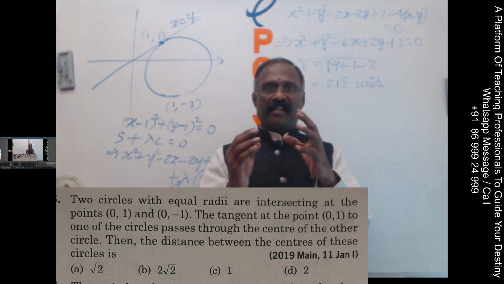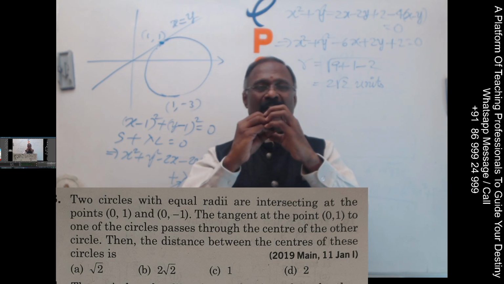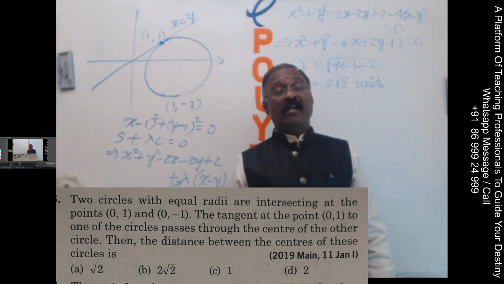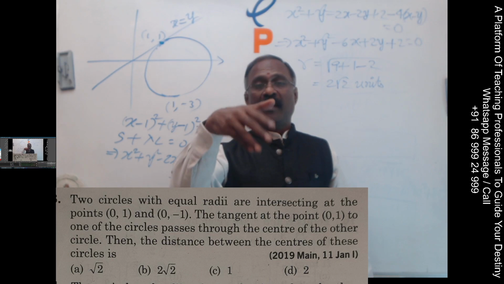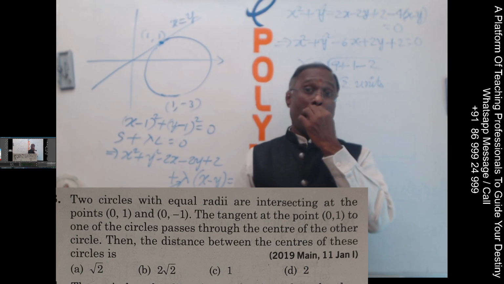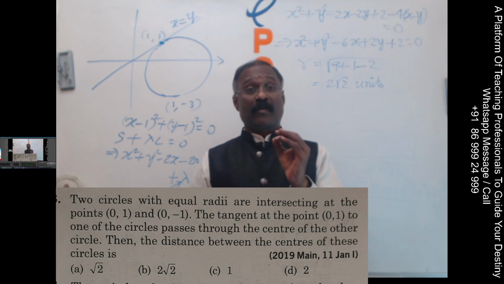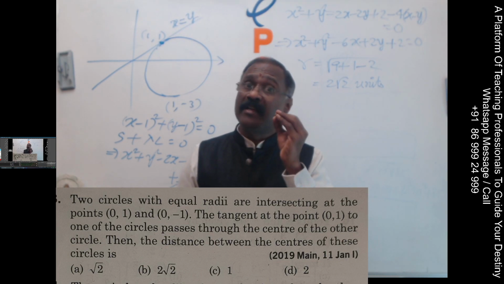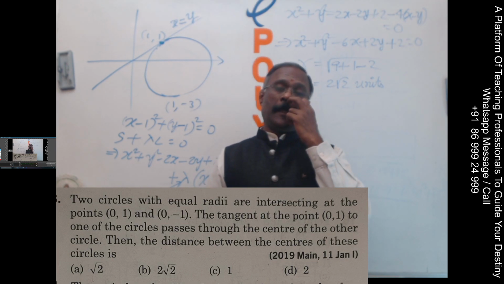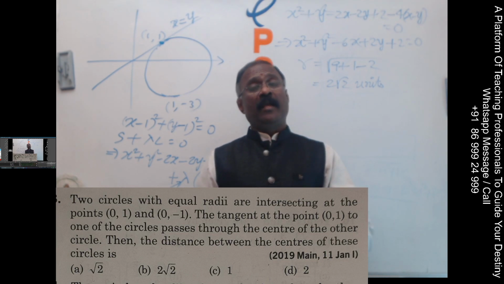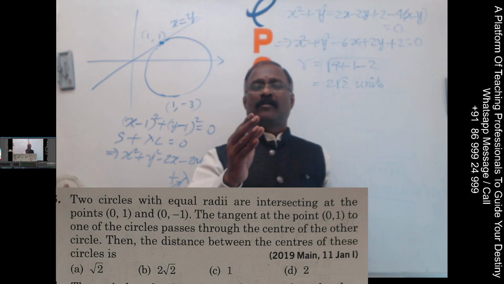At this juncture, let us revise the angle between two circles. Angle between two circles formula: cos theta is equal to D square minus R1 square minus R2 square divided by 2 R1 R2. If theta becomes 90, this condition you will get. What is the condition? D square equal to R1 square plus R2 square. What is D square? Distance between the centers. So indirectly he mentioned that the tangent to one of the circles is passing through the center of the other.